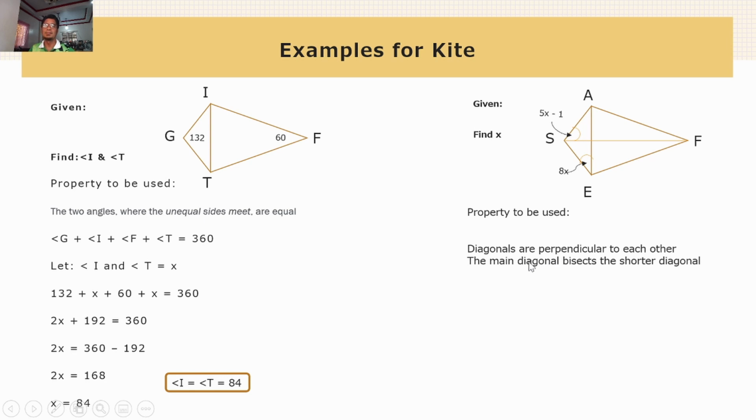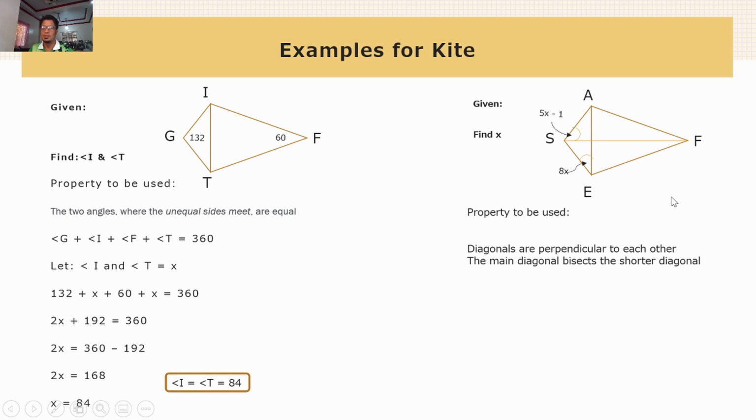Property to be used, dalawa. Diagonals are perpendicular to each other. Pag sinabi natin perpendicular, it forms right angle. Which means, lahat ng kanto rito, sa intersection, 90 degrees. And then, the main diagonal bisects the shorter diagonal. Ito raw, bisects, ito. Yung angle dito, equal. Actually, hindi lang itong shorter diagonal yung binabisect, pati po yung angle natin dito. The main diagonal serves as the angle bisector. So, kung ano yung sukat itong 5x minus 1, siya rin yung sukat po dito sa kabila.